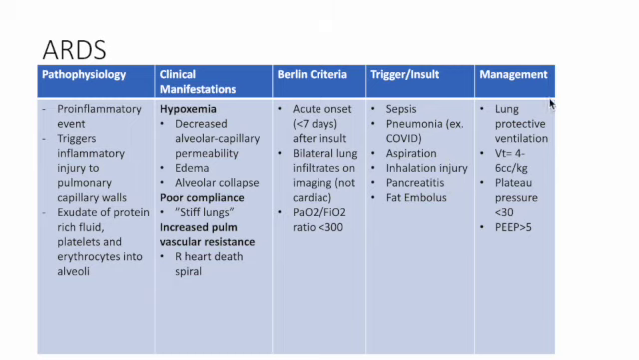And the only evidence-based intervention is lung protective ventilation with a tidal volume of 6 cc's to 8 cc's per kilogram of ideal body weight, and a goal plateau pressure less than 30, and always maintaining a PEEP of 5 or greater using the PEEP scale, which we discussed earlier.